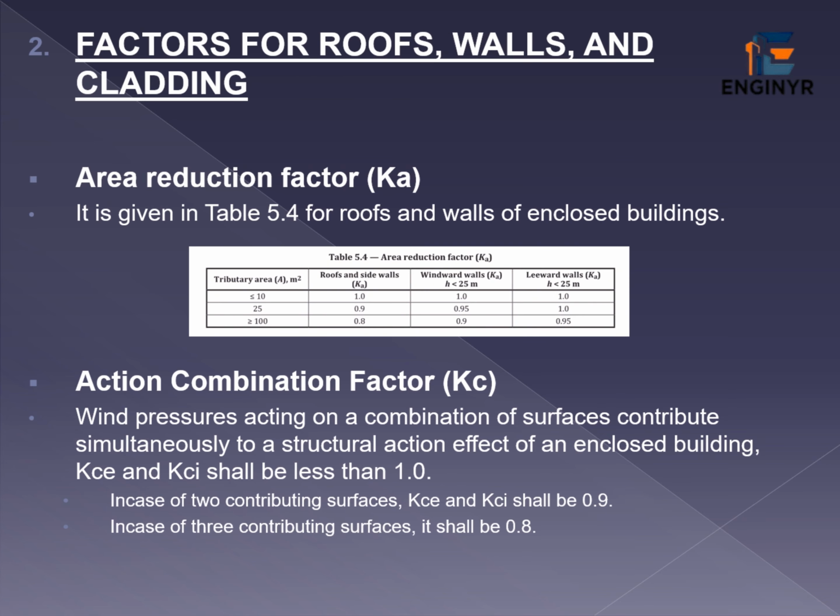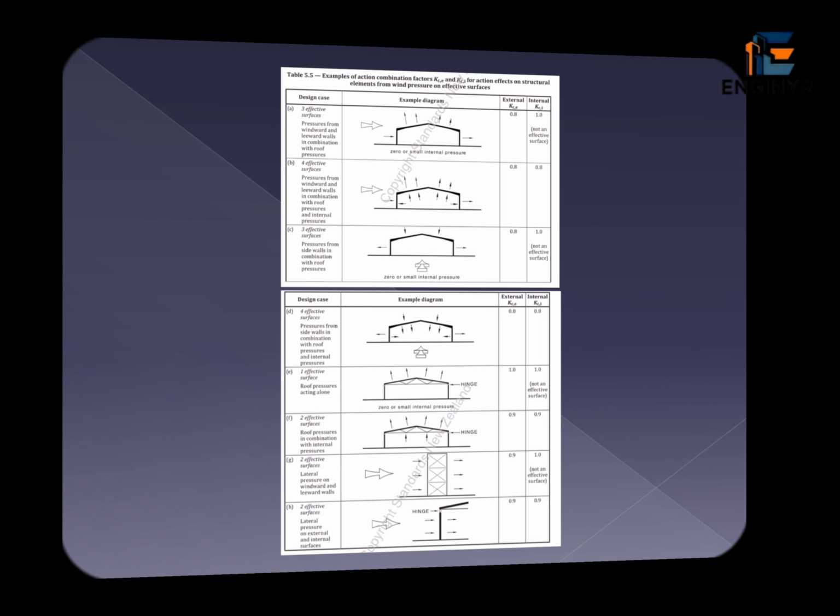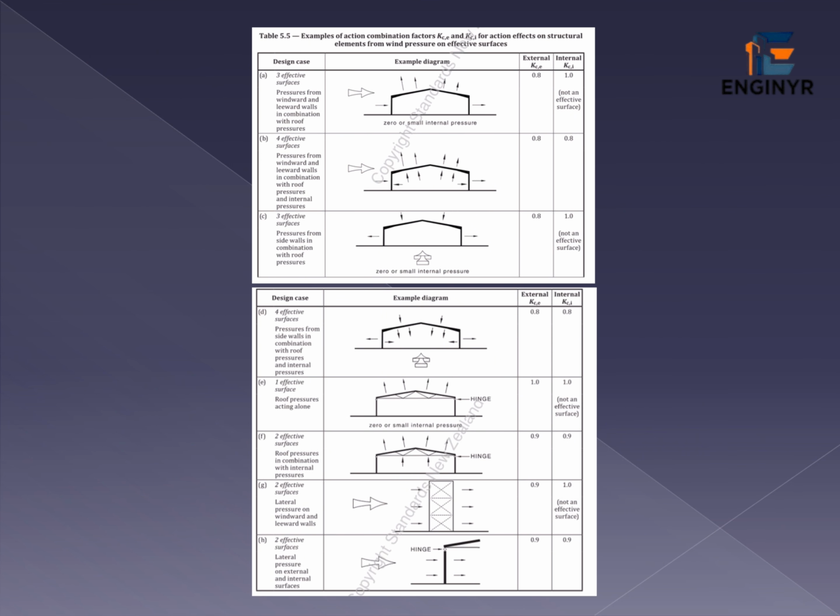The area reduction factor adjusts wind pressure based on the effective loaded area, while the action combination factor considers the combined effect of wind acting on multiple building surfaces. This table shows the action combination factors, KC and KCI, used in wind pressure design. These factors combine external and internal wind pressures for different structural surfaces to determine the critical design load.